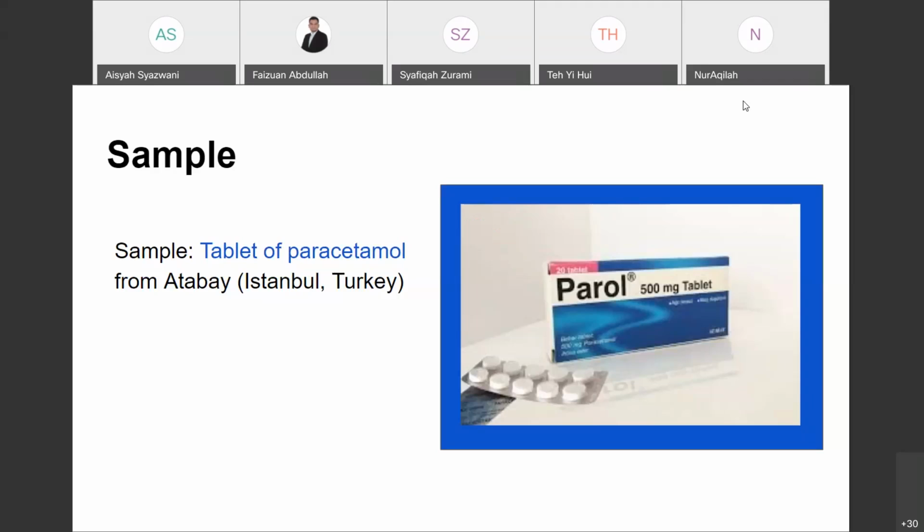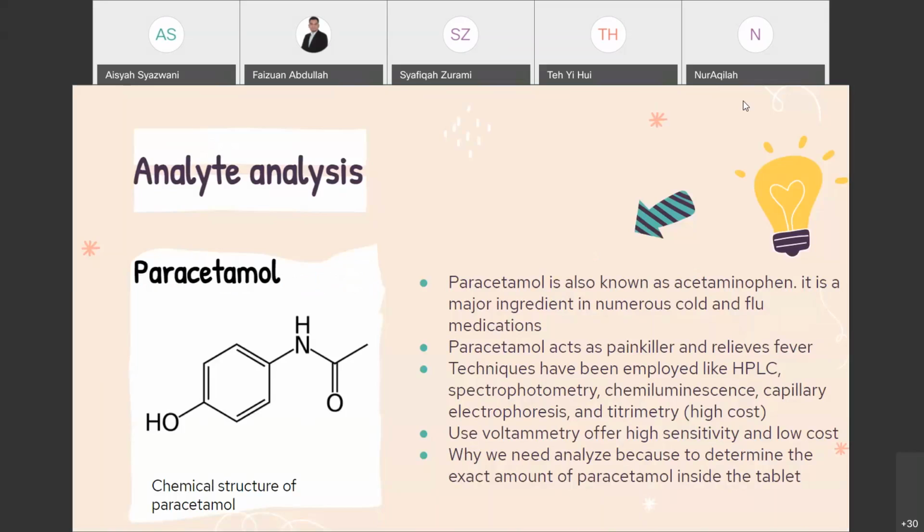Next. So for the sample, we use a tablet of paracetamol from Atabe. It is from Istanbul, Turkey. So the picture is the example for the sample. Next is the analyte. So paracetamol, also known as acetaminophen, is a major ingredient in numerous cold and flu medications and many prescriptions. Analgesics is a drug that acts to relieve pain. Paracetamol acts as a painkiller by inhibiting prostaglandin synthesis in the central nervous system.